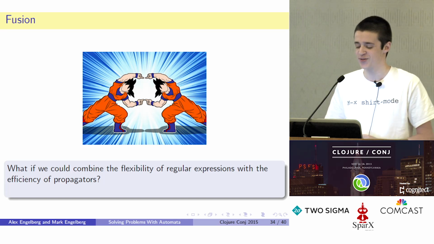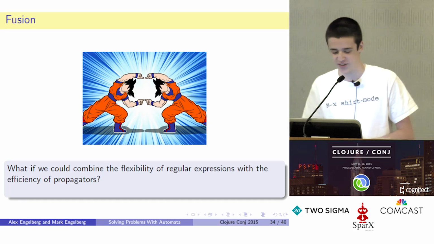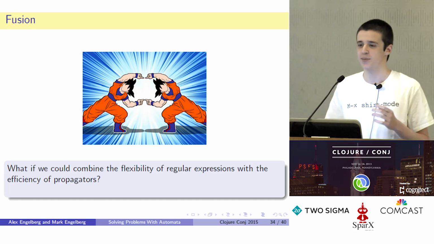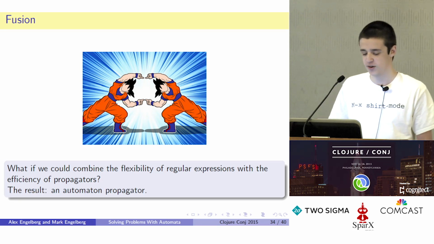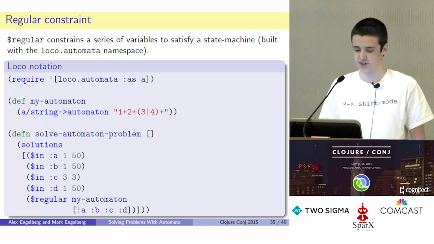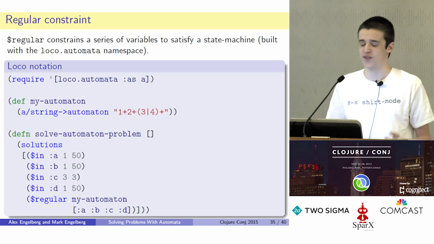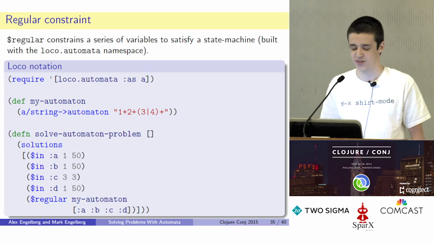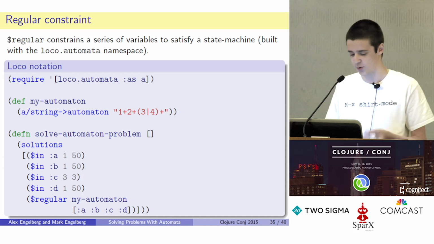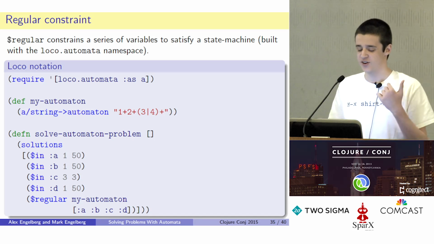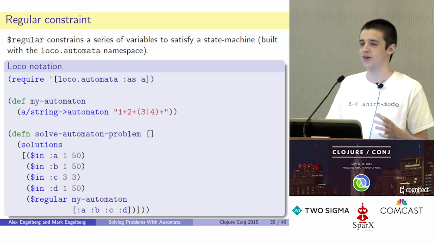So what if we could combine the flexibility of regular expressions with the efficiency and power that we just saw with propagators? The answer is a little thing called the regular constraint. It sounds really boring, but that's actually the name of the constraint. Here we can create an automaton and constrain a sequence of variables to satisfy the automaton.